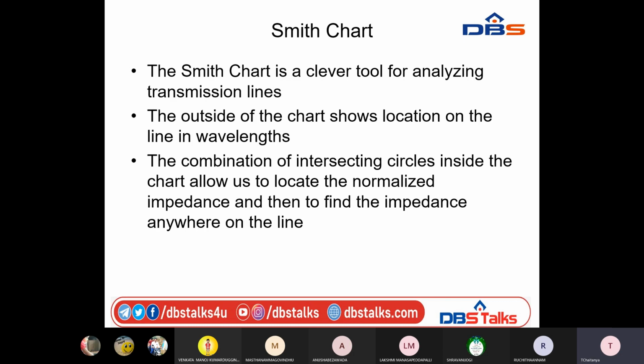So the Smith chart is a clever tool for analyzing transmission lines. It is a tool for analyzing the transmission line. The outside of the chart shows the location on the line in wavelengths. So the combination of the intersecting circles inside the chart allows us to locate the normalized impedance and then find the impedance anywhere. So we have a Smith chart, we will have circles and arcs and two outermost circles that I will show you in the chart representation.